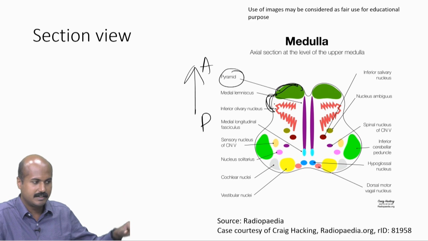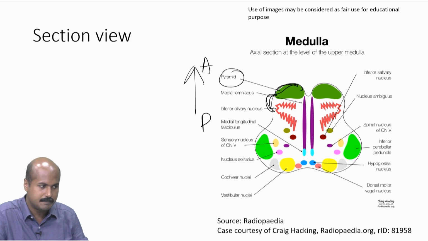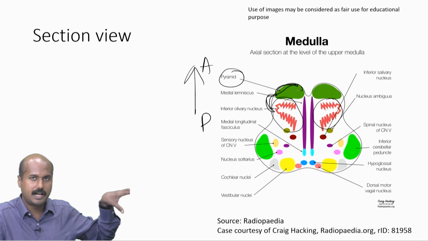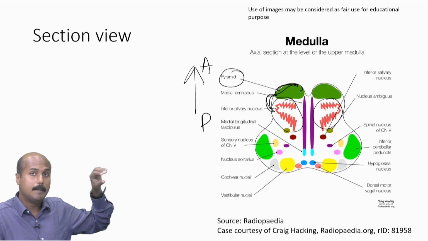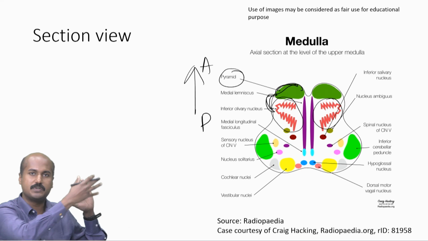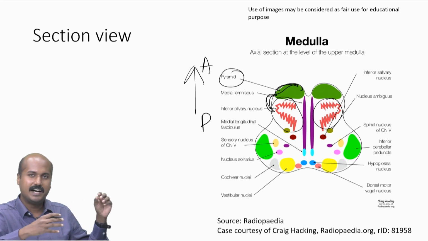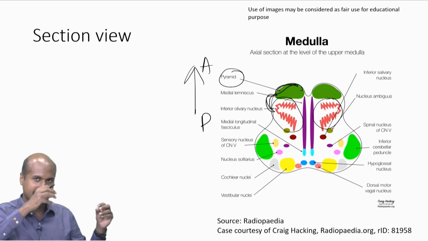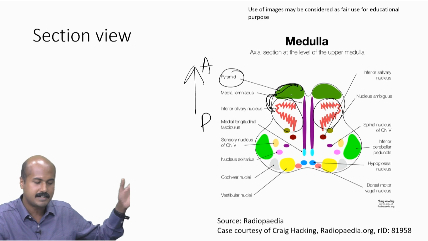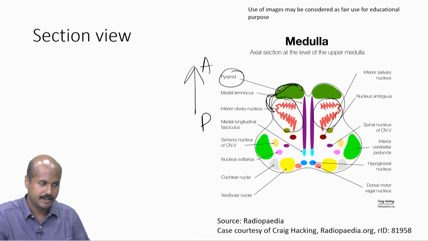That elevation is called the olive, and the olive is formed by this structure deep to it. It is called the inferior olivary nucleus. Okay. The pyramid is actually an elevation that is formed by the pyramidal tract that is deep to it. Okay. So, for every elevation that you see on the outer aspect of the brain stem, there is a counterpart on the internal aspect that is causing that elevation. Okay. So, the pyramid is formed by the pyramidal tract, the olive is formed by the inferior olivary nucleus.